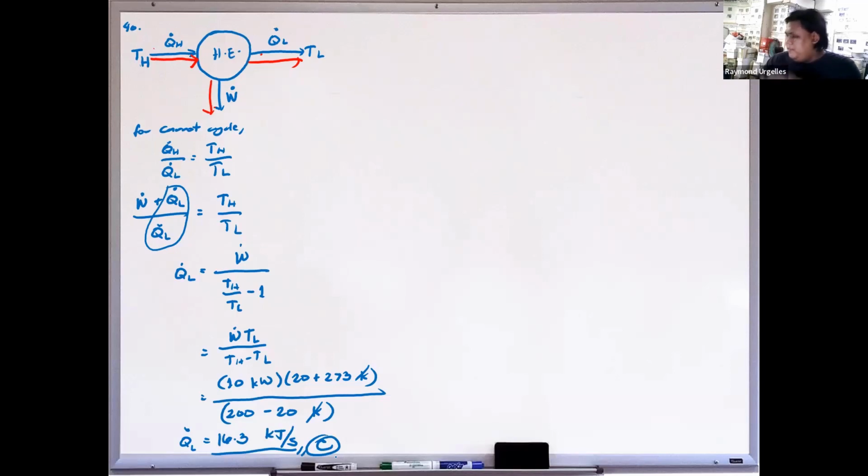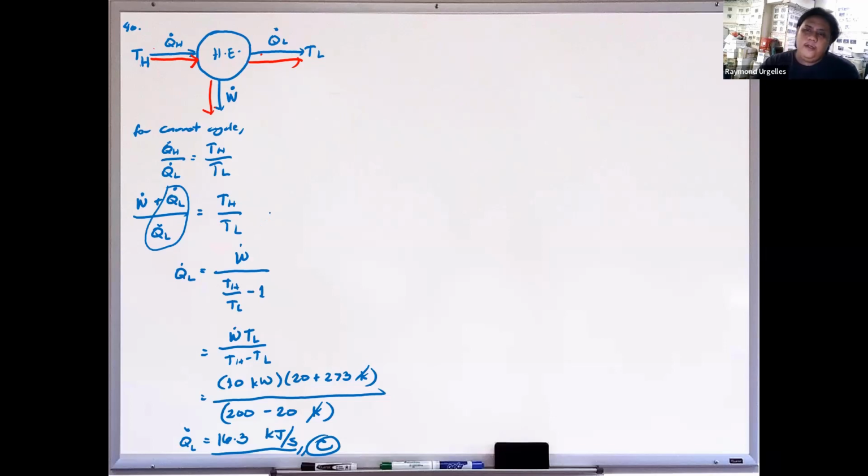Actually, there are many ways to solve this. You can also use the efficiency. For a Carnot engine, the efficiency is work divided by QH, meaning QH minus QL over QH. That's 1 minus QL over QH, or 1 minus TL over TH. So you solve the efficiency, then divide the work by the efficiency to get QH. Then you can solve for QL by QH minus the work done.